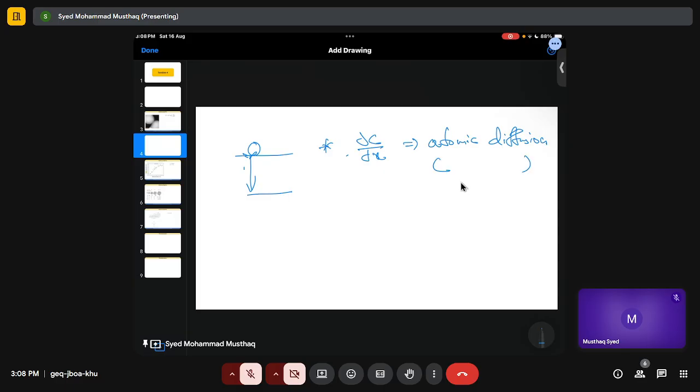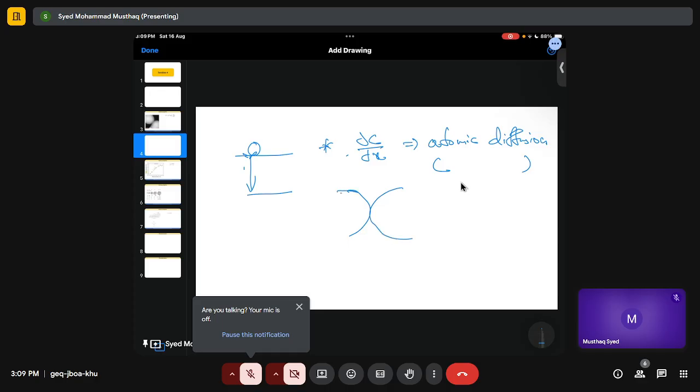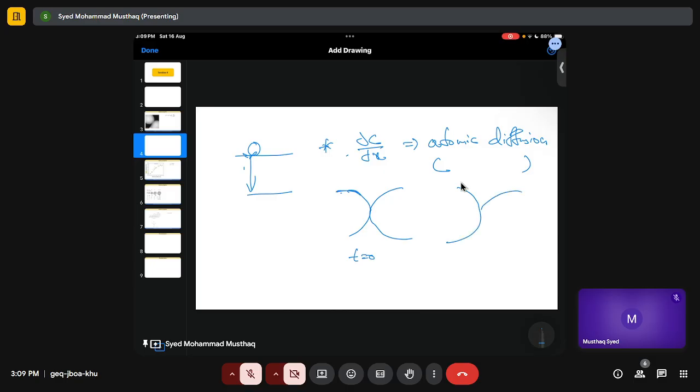Right. Now how this, see? Whenever you have particles and they come close to each other, the necking will increase. This is at time t equals 0. This is at time t equals t1.